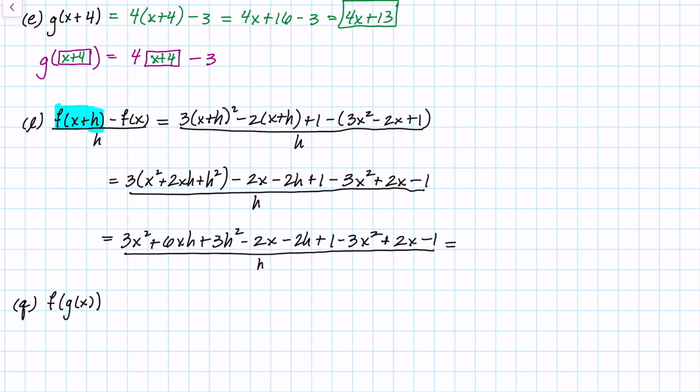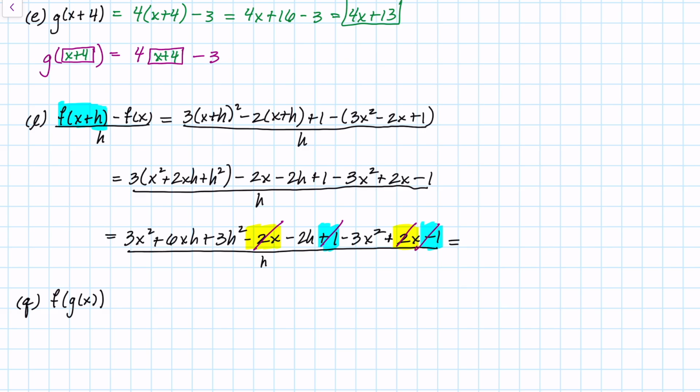So now it should be really simple because notice that I have negative 2x here and positive 2x over here. So these 2 terms will cancel out. I also have a positive 1 and a negative 1 over here. So these terms will cancel out. And I also have a 3x squared here and a negative 3x squared here. So these 2 will cancel out. And the only thing that I'm going to end up with is, let me do it in black, 6xh plus 3h squared minus 2h. All of that has to be divided by h.